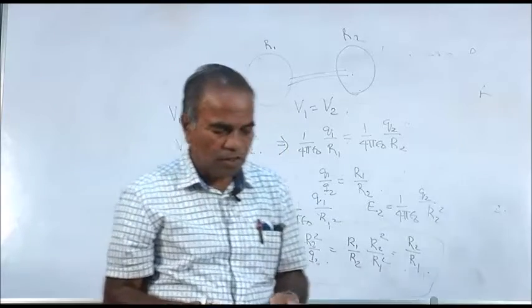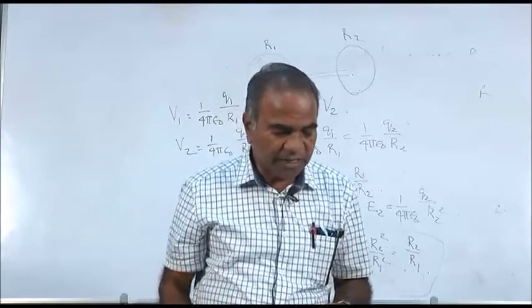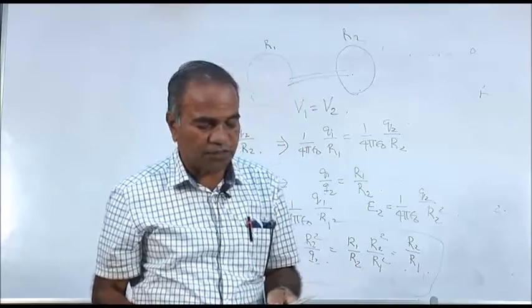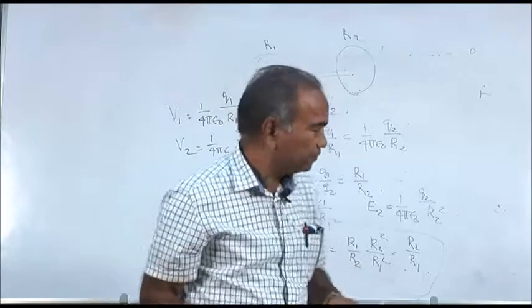Then another example is a point charge Q placed at the center of a cube of side 2 cm. Find the flux through one of the faces of the cube.